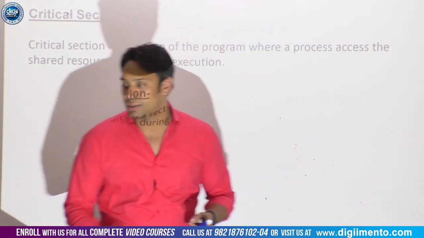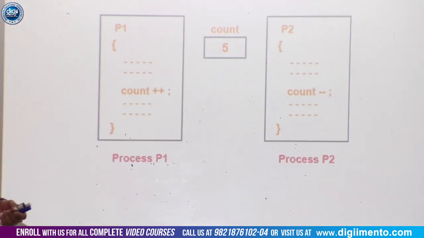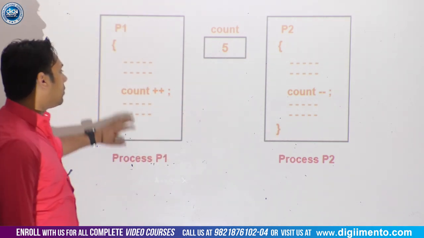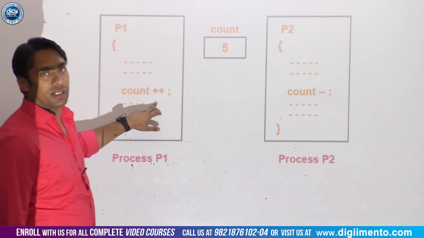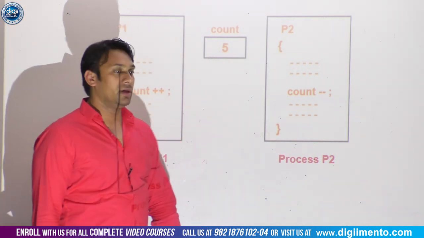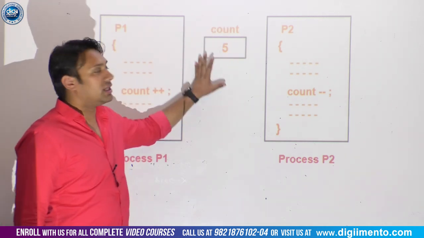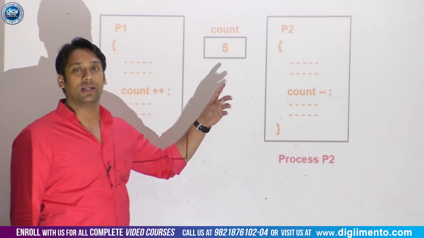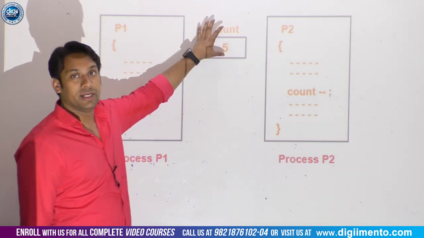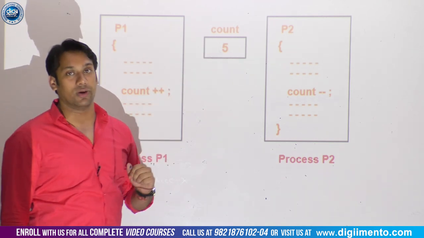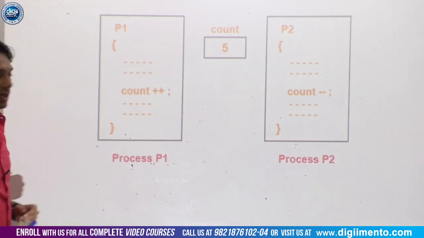So just this example, for example, we have process P1, we have a process P2. Process P1 wants to increase the value of this count variable and the process P2 wants to decrease the value of this count variable. Now here, this count variable will be called a critical section. Why? Because both of these processes are sharing this count variable, and secondly, both of these processes are trying to modify the value of this count variable. Okay, so this is a critical section here.